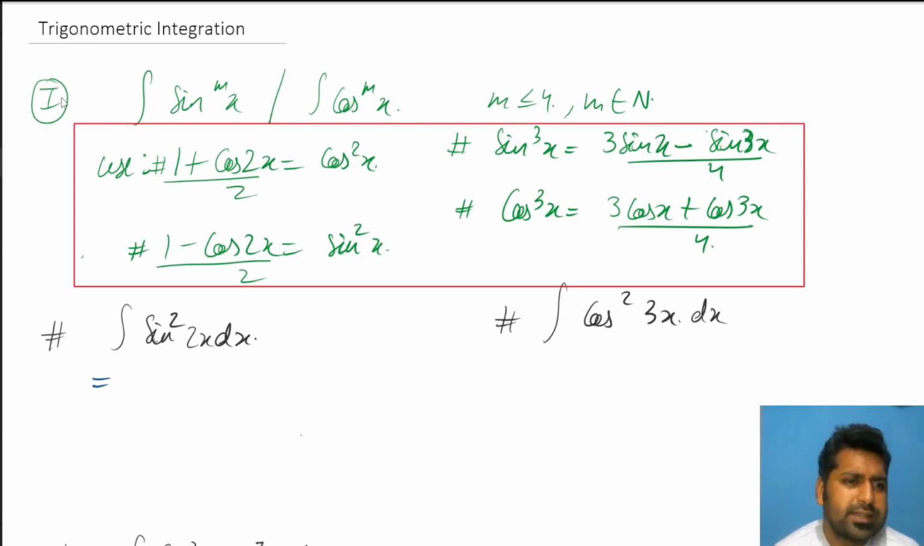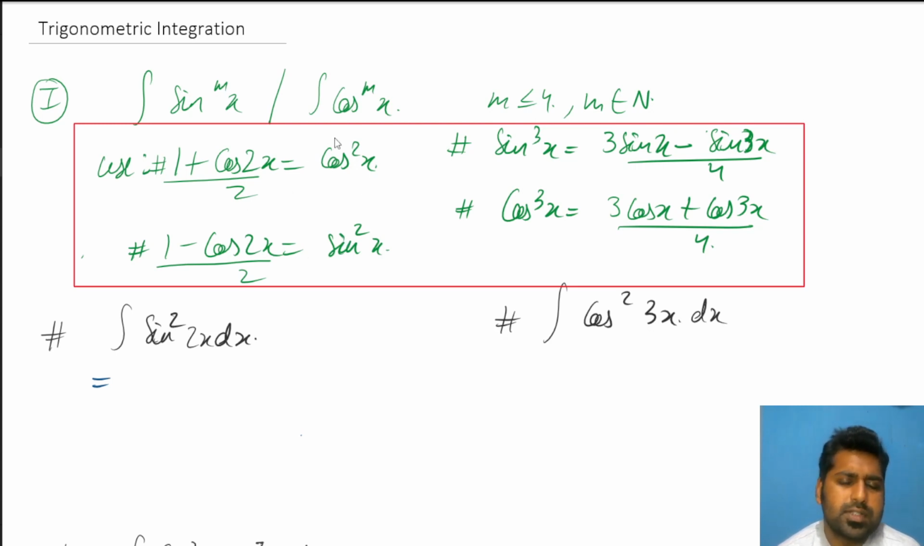So the first form is integration of sine raised to power m x or cos raised to power m x. So you will have only a single power of sine and cos that will be less than or equal to 4, not more than 4. I mean, we can do that for more than 4, but it will be very lengthy, so not even relevant from the examination point of view. So let's see how we will integrate cos square and sine square first.